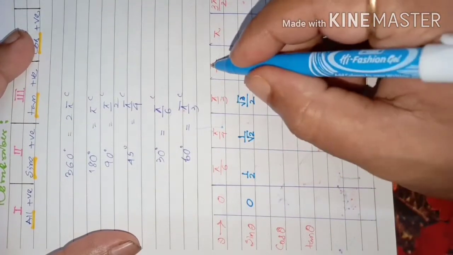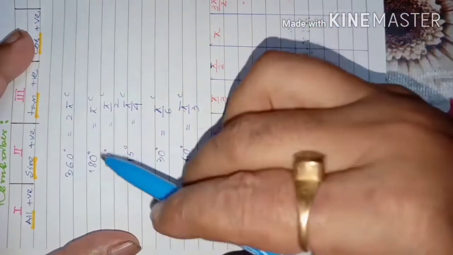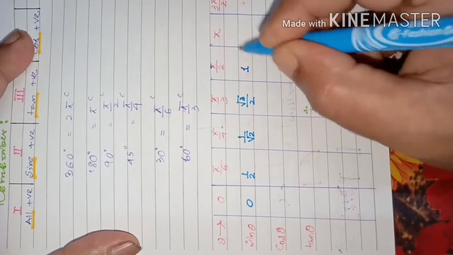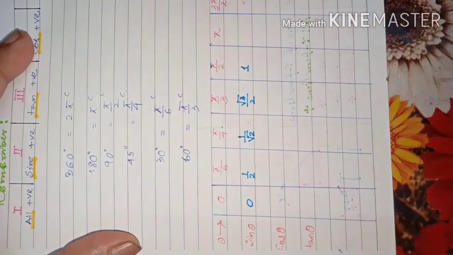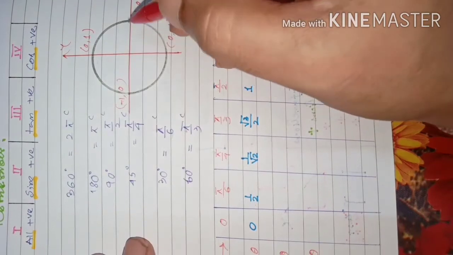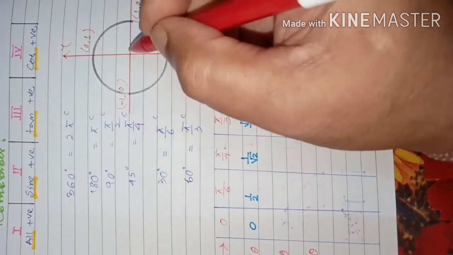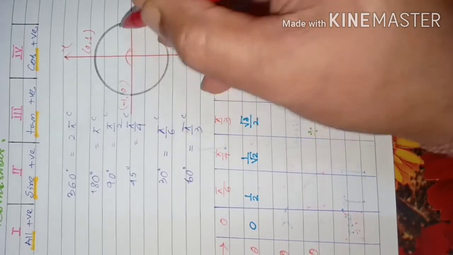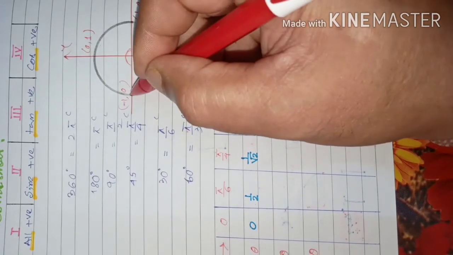Then sine of pi by 2. No, pi by 2 is what? 90 degrees. So sine of pi by 2 is 1. Sine pi: for that you have to look at the unit circle. Look at this unit circle. When we talk about sine pi, that means we are talking about this angle subtended by this whole semicircular arc.